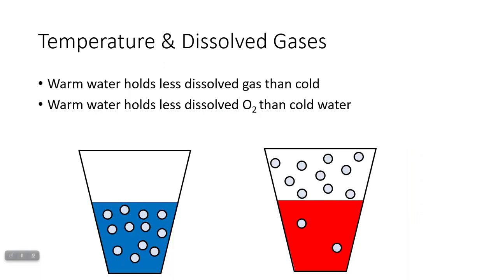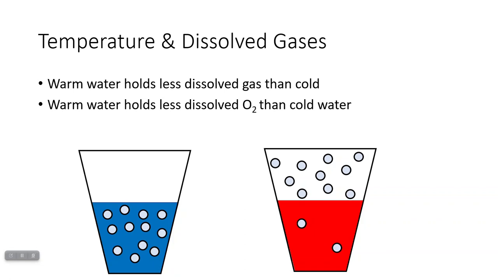Well, it has an impact on how much gas can be dissolved in a liquid. If you have ever drunk a cold soda versus a warm soda, if you drink a cold soda, chances are you're going to have to burp soon after that because it's got a lot of carbon dioxide dissolved in it, a lot of dissolved gas. On the other hand, if you're drinking a warm soda, probably not as much burping going on because that warm liquid can't hold as much dissolved gas.